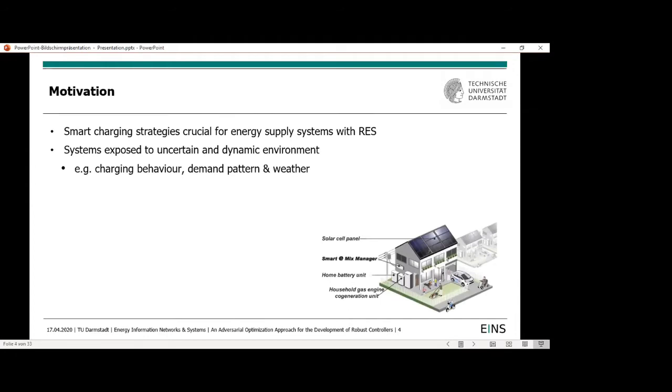Starting off with the motivation, due to the increasing use of electric vehicles, there is a rising demand for smart charging strategies to control the power flow between buildings and electric vehicles. Smart charging strategies are crucial for a reliable building power and charging power supply. Such systems, as depicted here, where we have a building complex, an integrated charging station, and maybe some solar cell panels or integrated renewable energy sources, are exposed to uncertainty and dynamic environments.